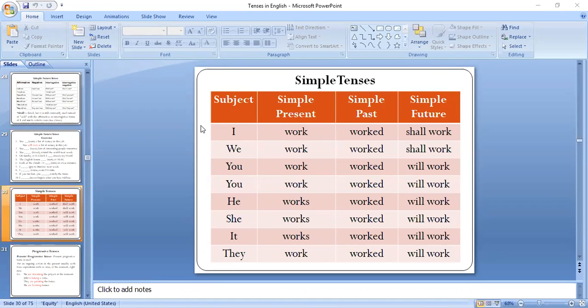Then if you is the subject, its simple present is you work. Simple past, you worked. Then simple future is you will work. Here we are using will. We are not using shall. Then for you plural, we have seen you singular, you plural. The simple present is you work. Simple past, you worked. And simple future, you will work.